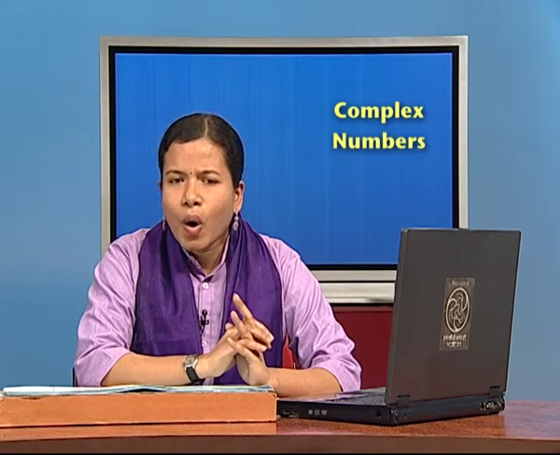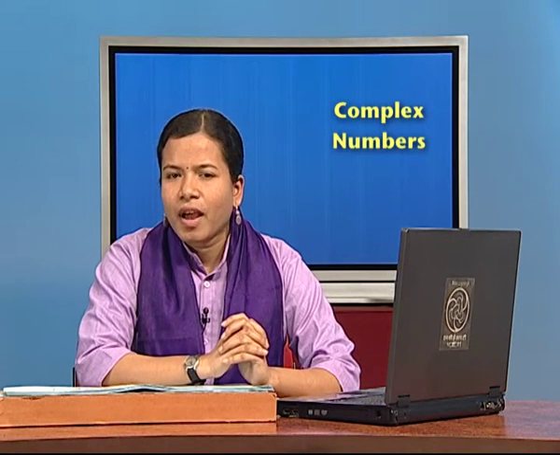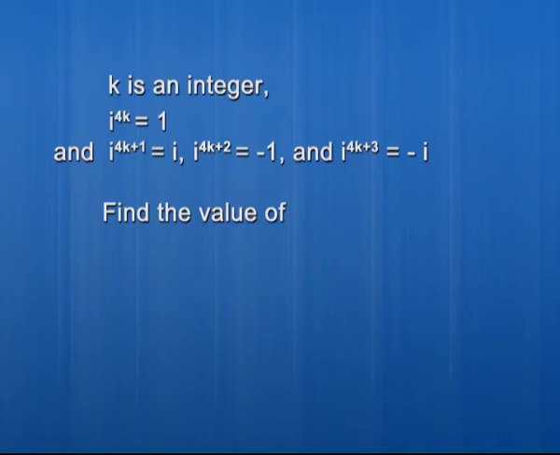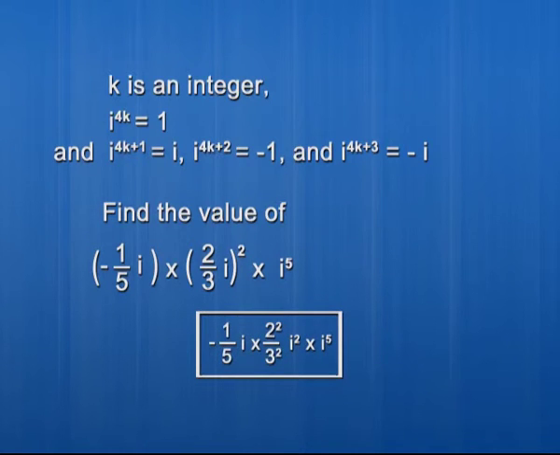Now, using all these powers of i, if I ask you to find the value of the product of minus 1 by 5 i with the square of 2 by 3 i and i^5, what will be your answer? Since the term square of 2 upon 3 i can be further written as the product of 2 square upon 3 square with i square, this whole product becomes the product of minus 1 by 5 i with 2 square upon 3 square i square and i to the power 5.